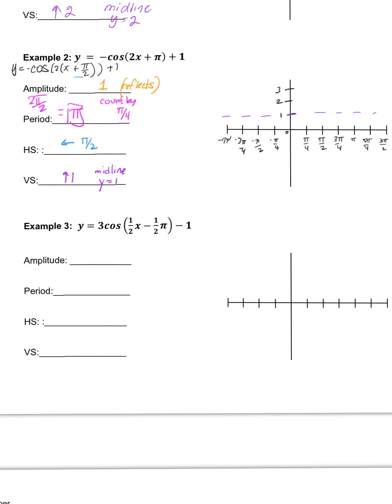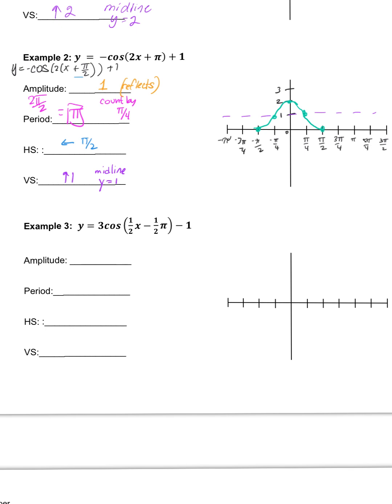So since it's an amplitude of 1 from the midline, I have to go down 1. So I'm going to start at negative pi over 4. So I'm going to start at the minimum, go up to the midline. Don't forget the max at 0, midline, and then minimum. So draw your graph. Okay, so this is a cosine graph, reflected, with a phase shift by pi over 2.